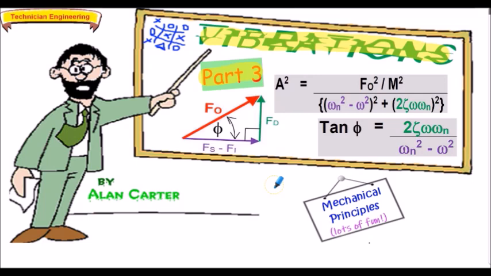And in this part 3 of the presentation, we're now going to use the formula derived in part 2 to actually undertake some practical questions associated with calculating amplitudes, symbol A, and phase angles, symbol phi. It's strongly recommended that you've overviewed parts 1 and 2 of this lecture series before considering the contents of this part 3.